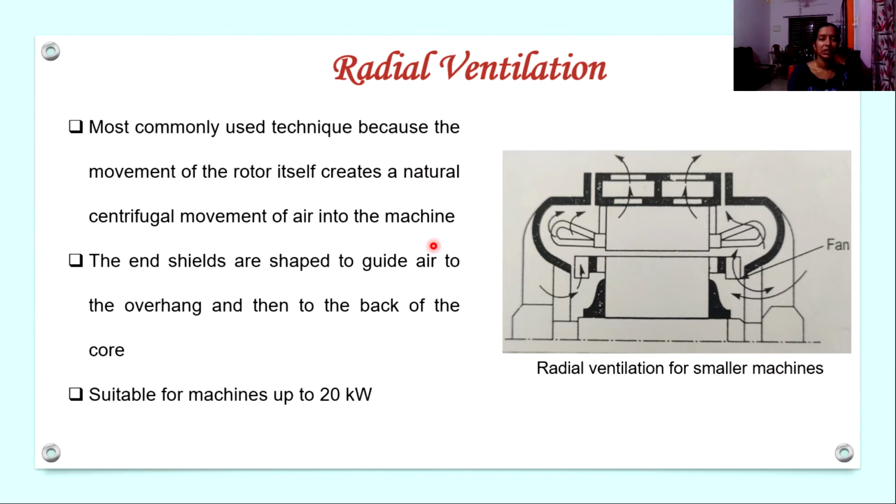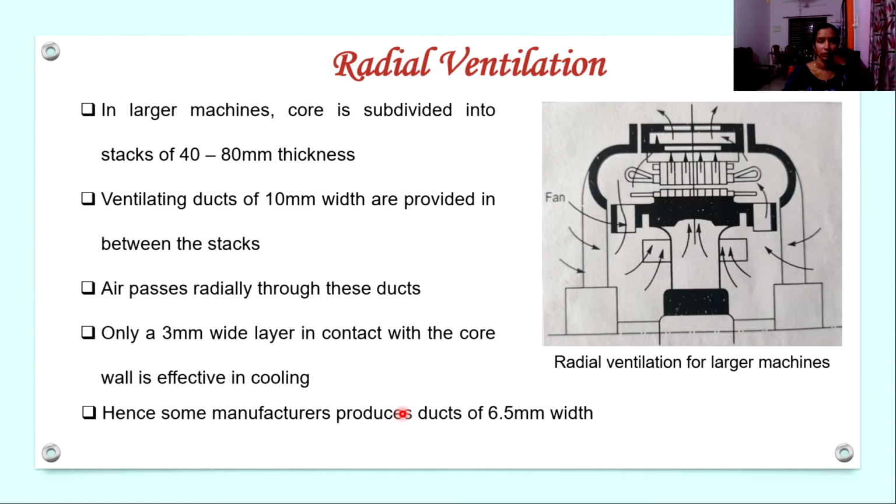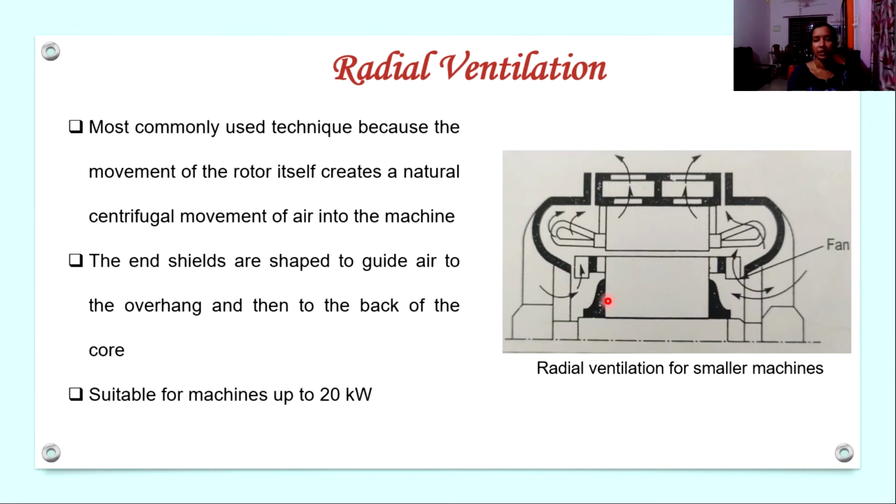And this type of ventilation is used in machines having a rating up to 20 kilowatt. So this is a radial ventilation system used for smaller machines. That is machines having a smaller core. So this system is used for smaller core length machines. So natural centrifugal movement of air into the machine. The air is then guided towards the overhang and then to the back of the core.